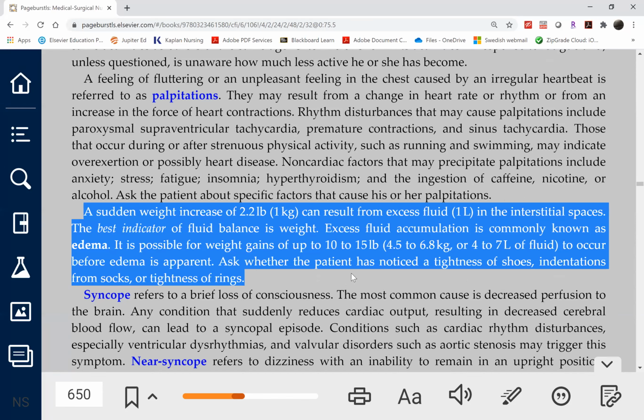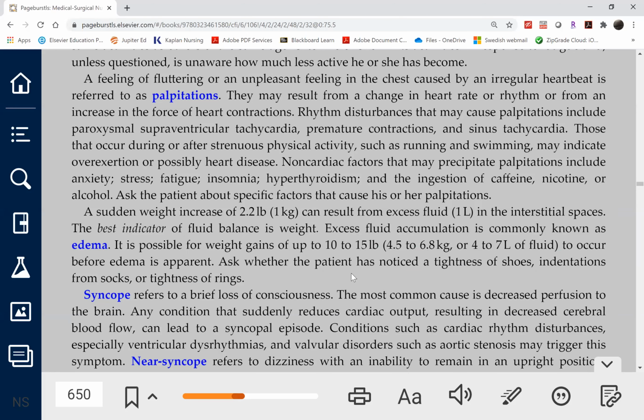Right? So look at how much water you have to retain before edema is even evident. What does it say? So once you see, let's say, there's already edema in the feet, what does that indicate? How much water have you accumulated? Thank you for reading, sir. You want me to read the whole thing?